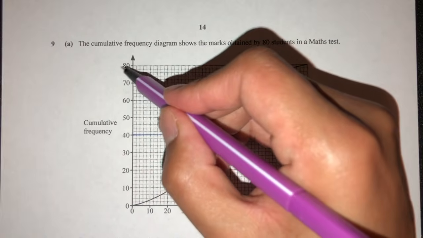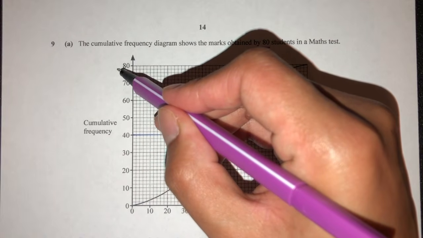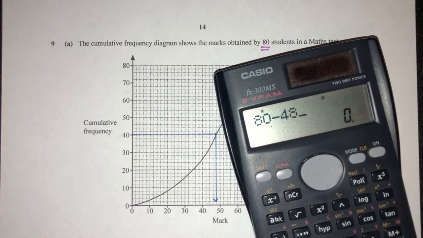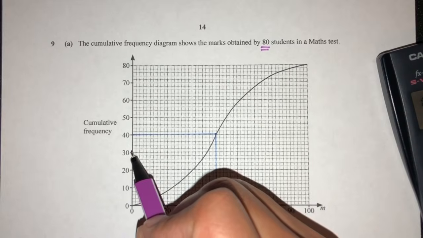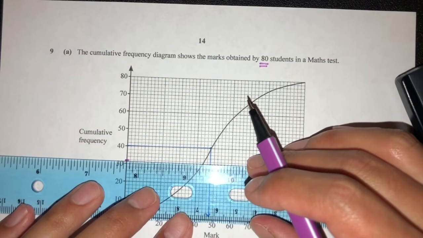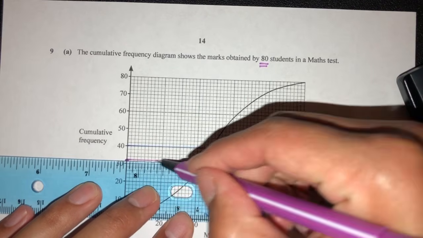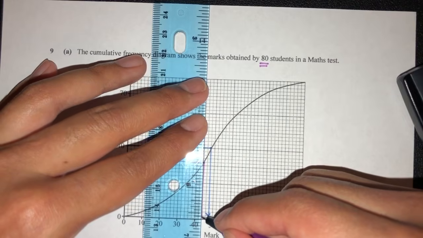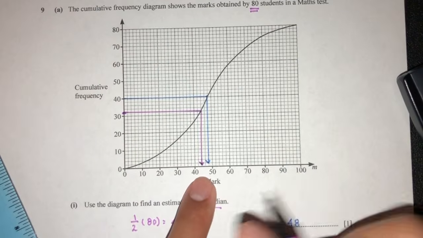So we have to look from top to bottom. So 80 minus 48 will be 32. So 32 will be somewhere over here. So we have to look for this. 32 right here. That will be this one. The mark here will be 42.